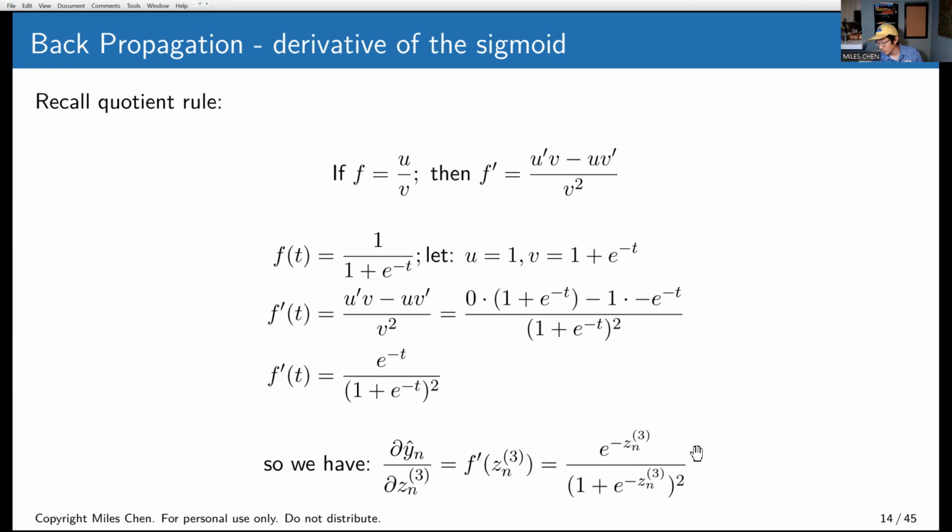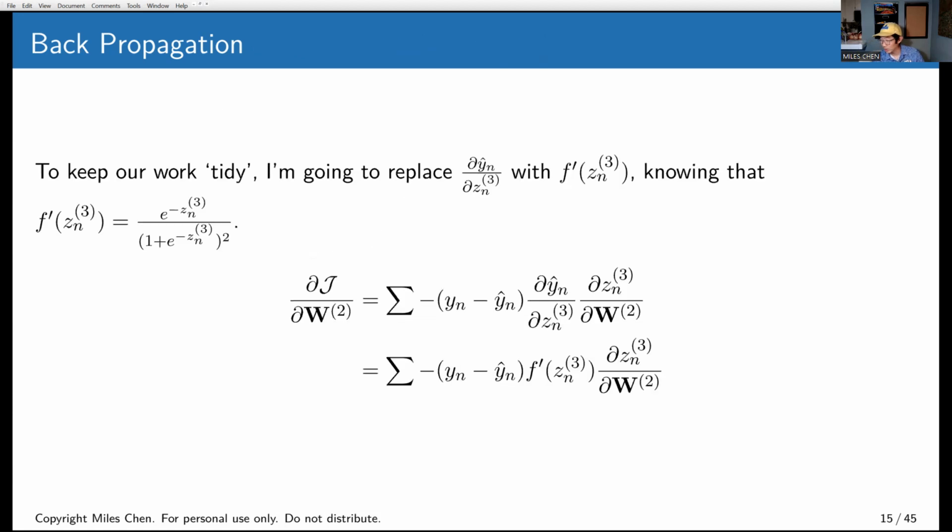Now, to keep our solution easy, I'm going to just plug in f prime of Zn3, knowing that f prime of Zn3 is equal to this equation right here. So I'm just plugging in the things we know. This is where we left off: we have the sum of the difference between yn minus y hat times this, and now we want to know, how does Zn3 change with respect to W2?